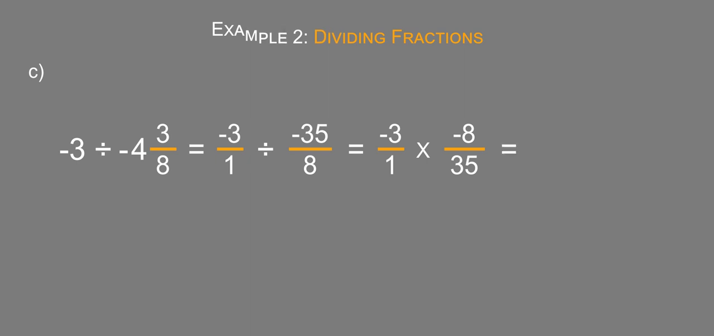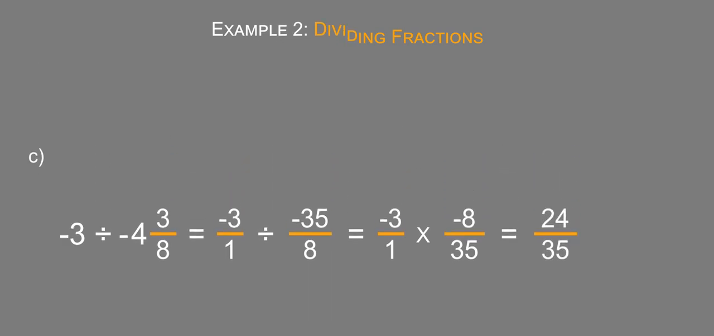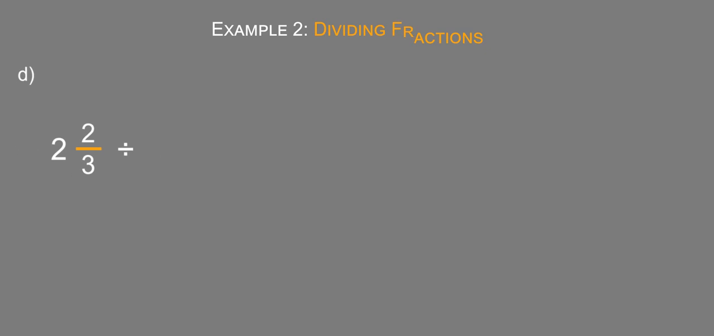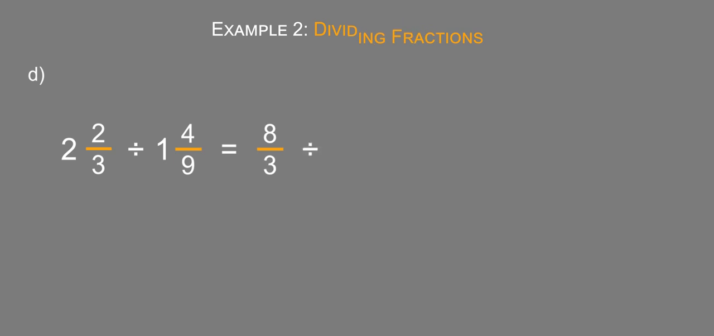Multiply across the top, we have 24. Multiply across the bottom, 1 times 35 is 35. So -3 divided by -4 3/8 is 24/35. Last but not least, we have 2 2/3 divided by 1 4/9. Converting the first to an improper fraction, we have 3 times 2 is 6, plus 2 is 8. So this is 8/3 divided by 9 times 1 is 9, plus 4 is 13/9.